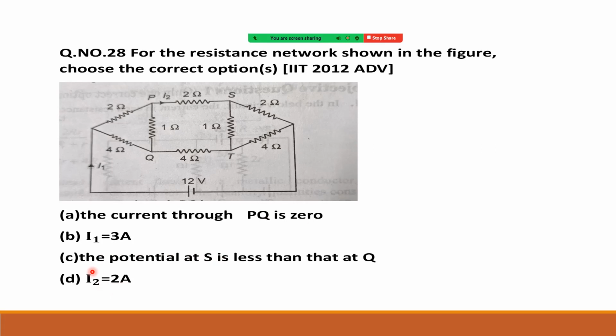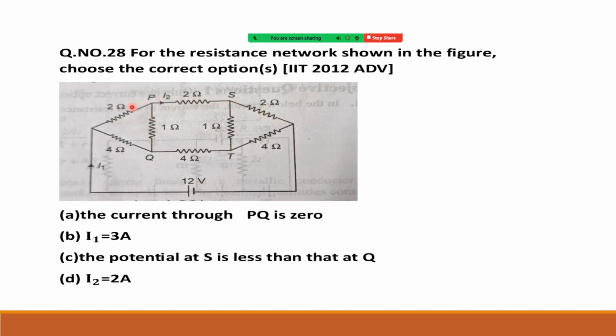See one thing carefully. The circuit is now symmetric, that means 2, 2, 2, 4, 4, 4. That means potential at P and potential at Q both will be the same, so we can remove this resistor. In the same way, at S and T, potential is the same, so we can remove this resistor also. Once we remove these two, the remaining is only 2, 2, 2.